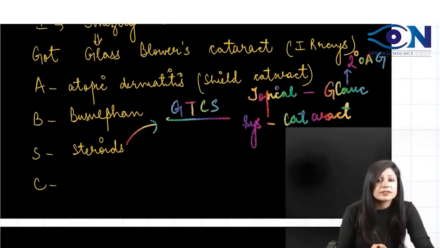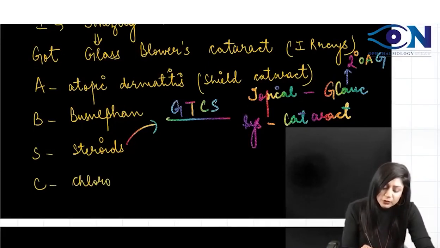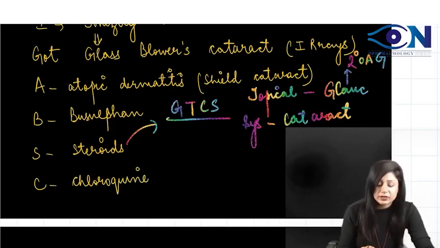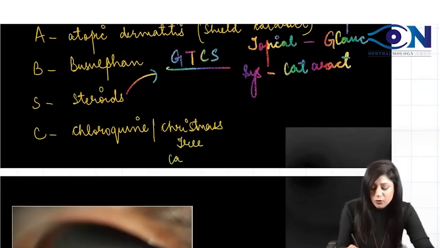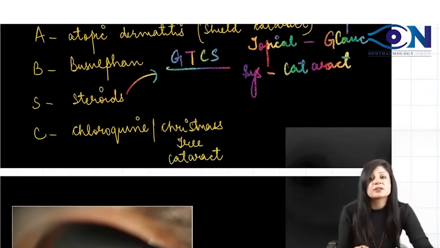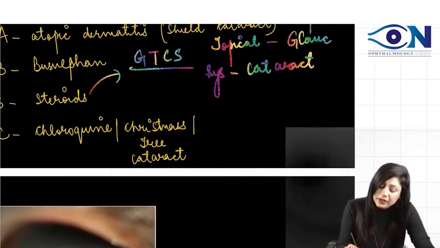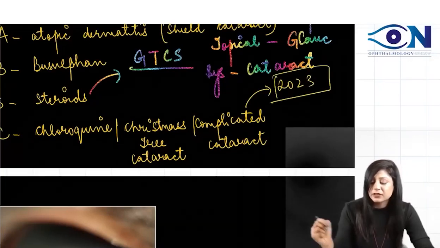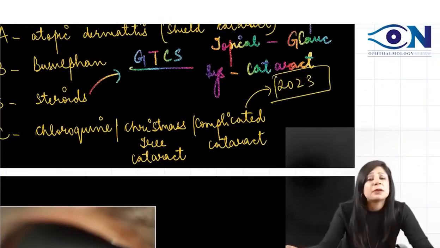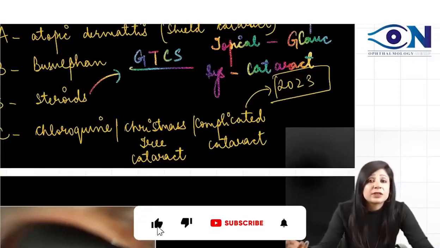And then we have got C. C for chloroquine. Chloroquine causes the posterior subcapsular cataract. Then we also have C for the Christmas tree cataract. And then also C for something else, which is important for your NEET PG 2023. That is the complicated cataract. I am sure you are going to get one question in complicated cataract in 2023. So you have to remember that complicated cataract is the posterior subcapsular cataract.